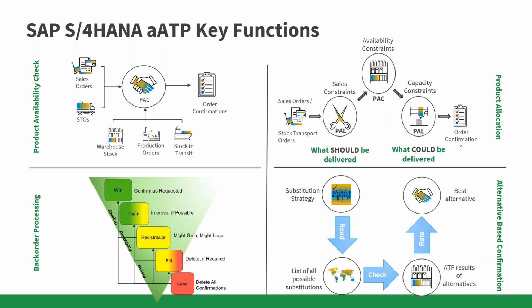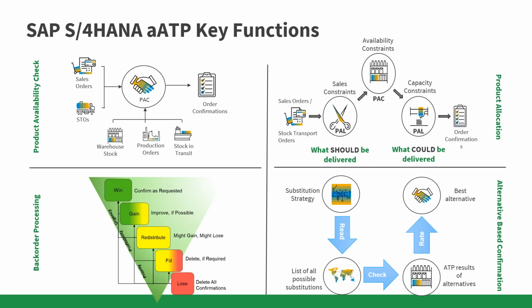Some of the highlights here: we know what product availability check is, a straightforward ATP confirmation based on availability. We have the backorder processing. By the way, product availability check is an online ATP check. Backorder processing is mass processing of the orders in an offline mode, in a batch run in the night as well.